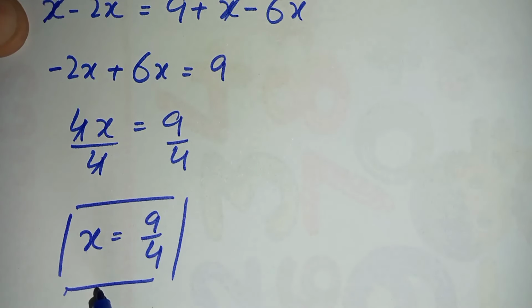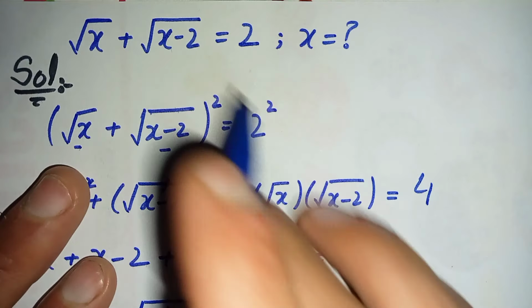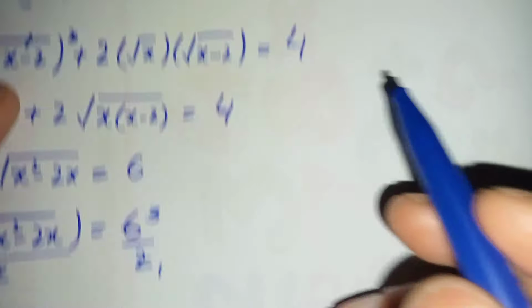Now here we will verify that x is equal to 9 by 4 is the exact and correct value of this nice square root problem or not. So we will verify it here. But to verify it, we will rewrite the square root problem here, which is square root of x plus square root of x minus 2 is equal to 2.